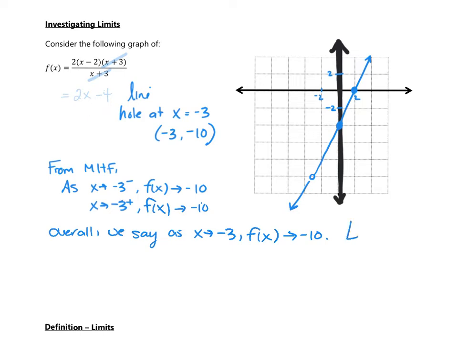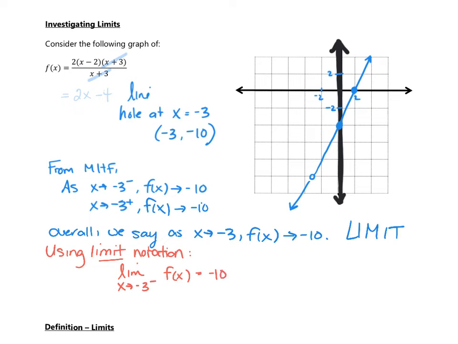And this is actually a limit, okay? So using limit notation, it looks like this. We would say the limit, L-I-M, as x approaches negative 3 from the left of the function, you don't actually need to write out the function, equals negative 10. And we would say that the limit as x approaches negative 3 from the right of the function equals negative 10. And these together are called one-sided limits.